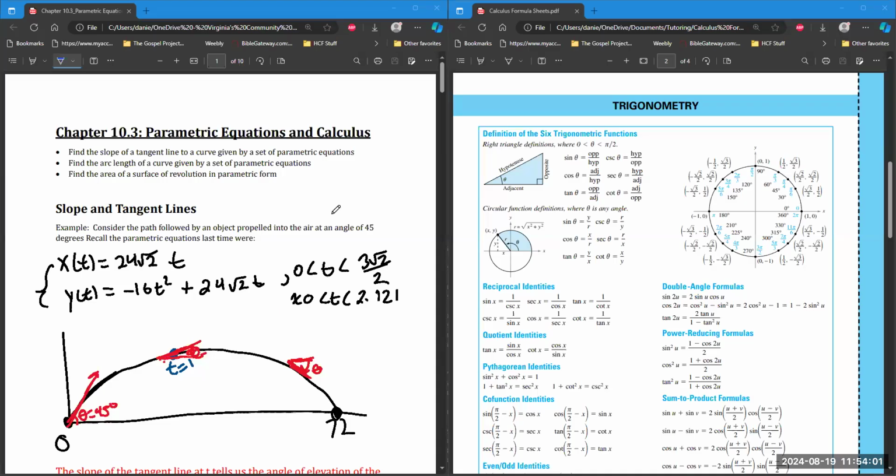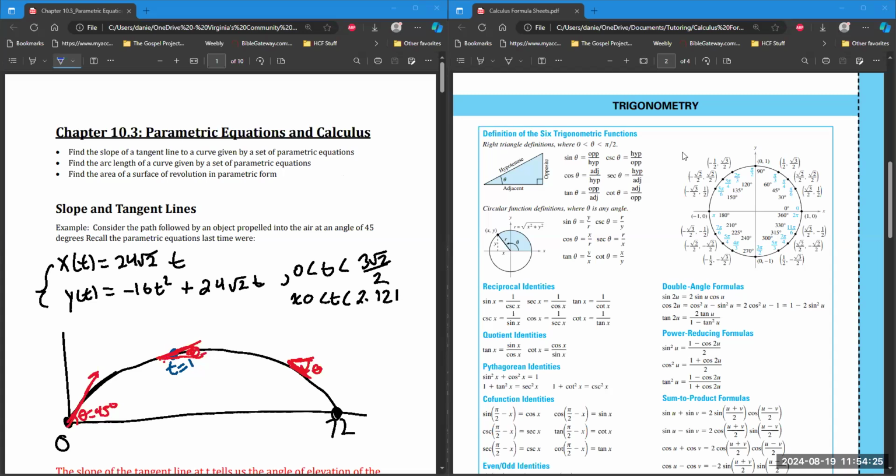In this video, we're going to talk about section 10.3, parametric equations in calculus. Our objectives will be to find the slope of a tangent line to a curve given by a set of parametric equations. Second objective will be to find the arc length of a curve given by a set of parametric equations. Our third objective will be to find the area of a surface of revolution in parametric form.